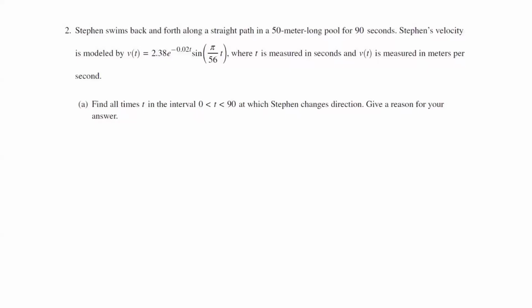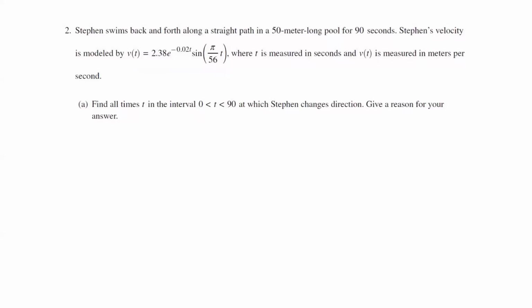In this question, we are given that Steven swims back and forth along a straight path in a 50-meter long pool for 90 seconds. And his velocity is modeled by this function here, which is a function of time, t. And t is measured in seconds, and v of t is measured in meters per second.